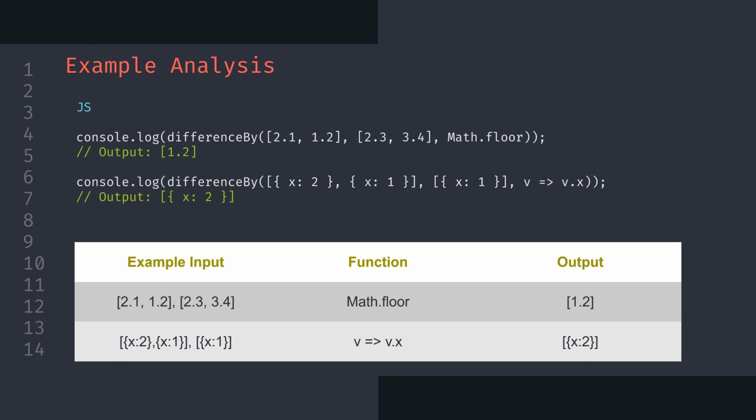In the first example, we use method.flow to round down values. The element 2.1 matches a value in the second array when rounded, so it is excluded. The element 1.2 remains. In the second example, we compare objects based on the x property.